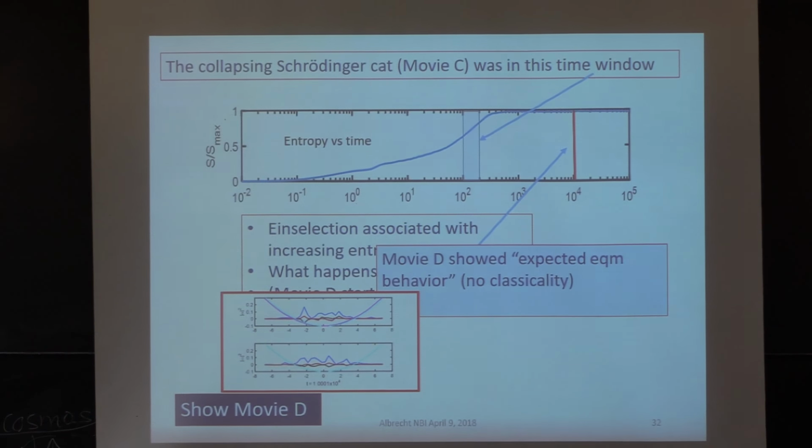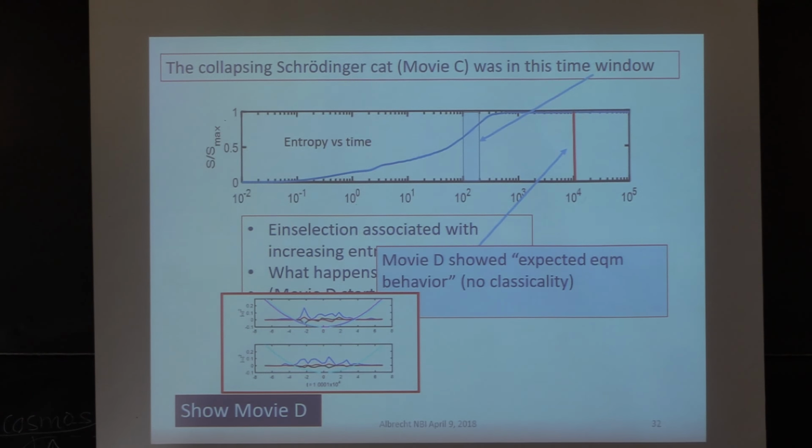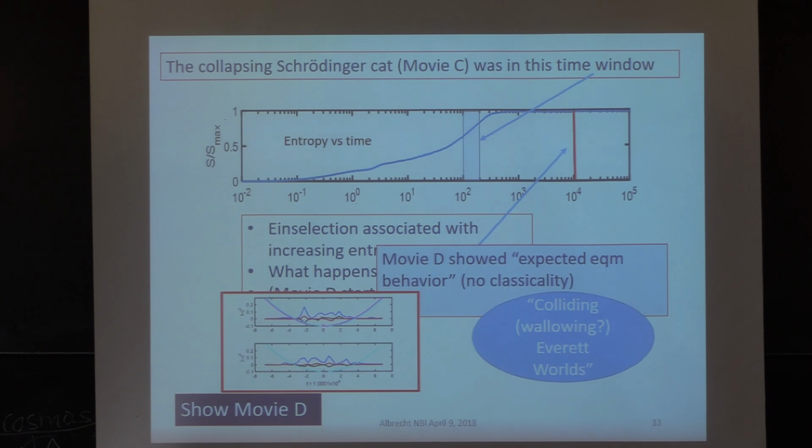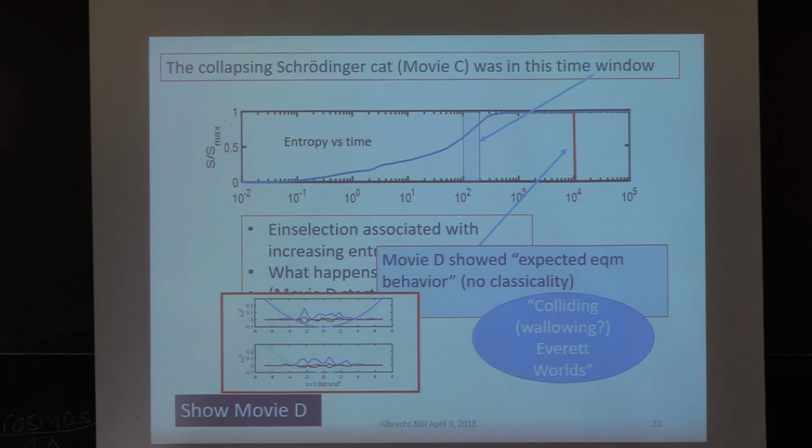And indeed, movie D exhibits just the behavior you expect, and you might even call it colliding Everett worlds or maybe wallowing Everett worlds. So if you're an Everett worlds kind of person, you tend to think of this going from pure Schrodinger cat state to mixture of wave packet states as the branching of Everett worlds. And then you might well wonder about equilibrium. The way Everett worlds always get to branch out is due to the arrow of time, due to the fact that you have the capacity for the von Neumann entropy to continue to increase as the system evolves.